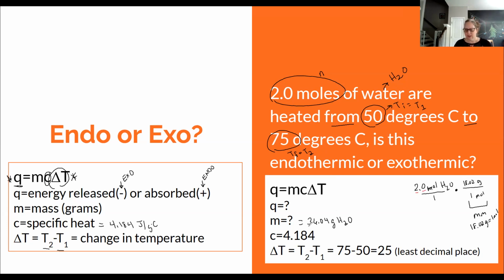2 sig figs, 2 sig figs. So the number I'm going to use in the equation is 36 grams. Now I have an m, a c, and a delta T. So I can now substitute in to find my Q. 36 times 4.184 times 25.